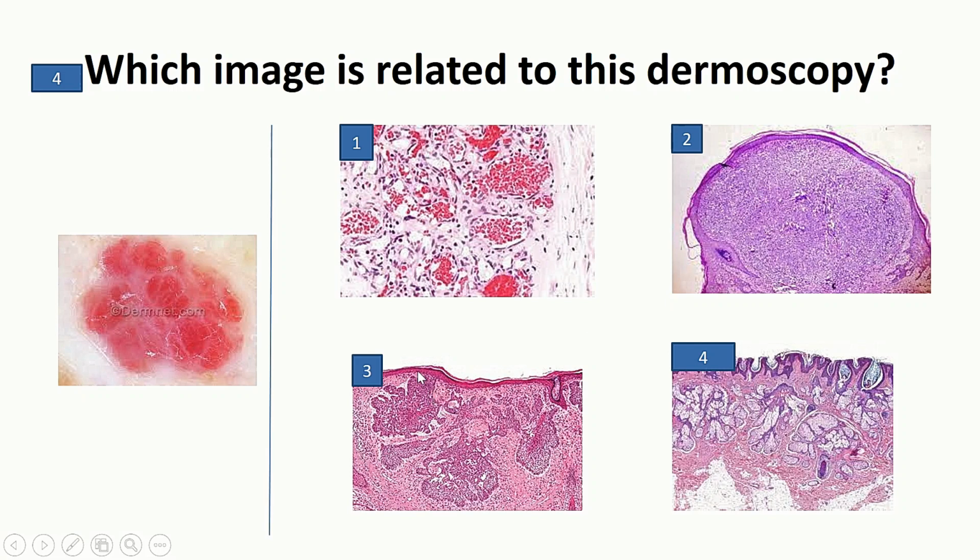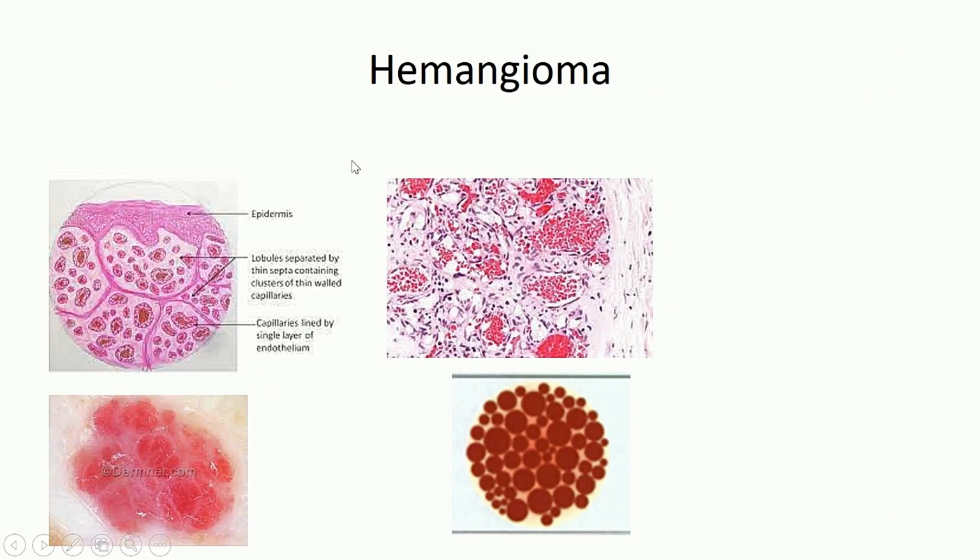3, as you see here, there are basophilic islands with palisading in the dermis that is indicative of basal cell carcinoma, and here you see the histopathology looks like sebaceous hyperplasia. And here in this slide it is an overview of findings of hemangioma, vascular and endothelial cell proliferation, vascular spaces containing red blood cells, and here on dermoscopy, red lacunes.